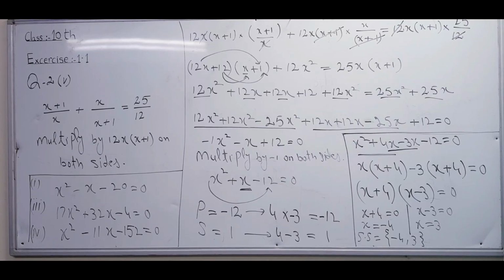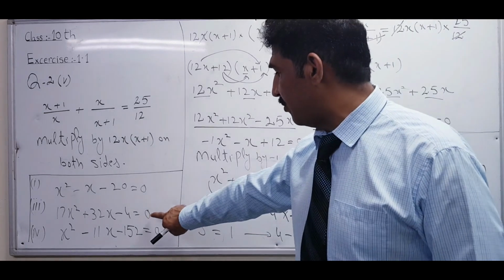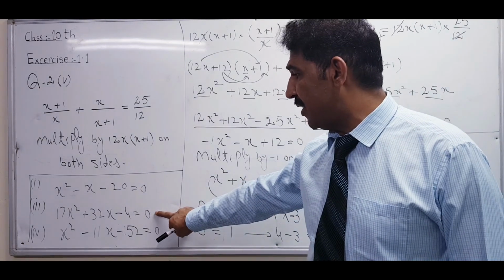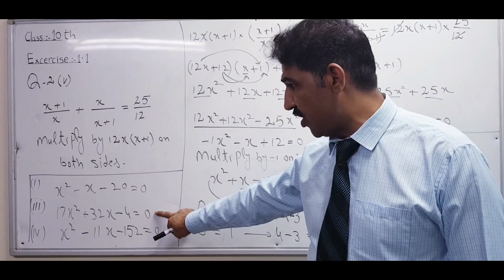Today there is some problem seeing the board, that's why again I have to set it and check that the whole board is clear. Now all the questions you can see easily. I repeat that. What is the first question of the statement? X square minus x minus 20 equal to 0. Then the second question, what is that? The second one, this one. Now you have to solve 17x square plus 32x minus 4 equal to 0.